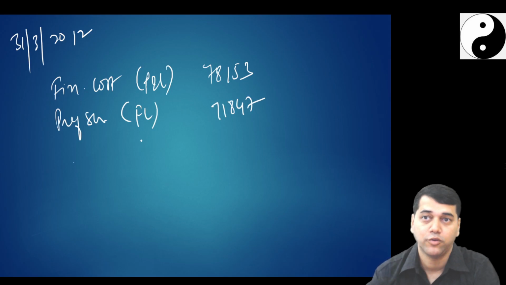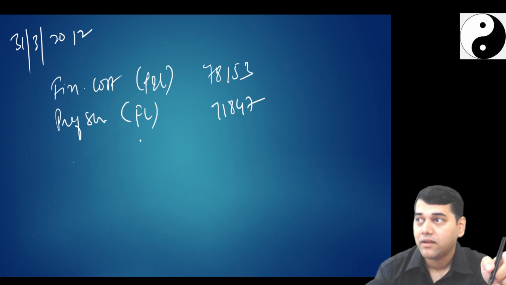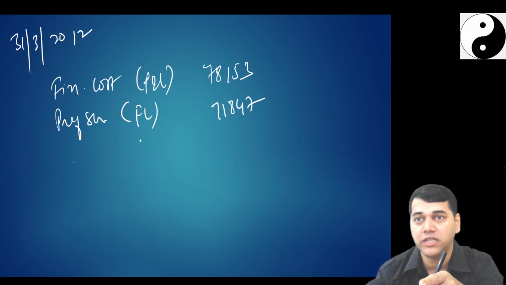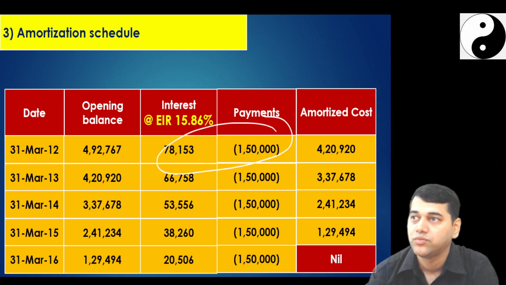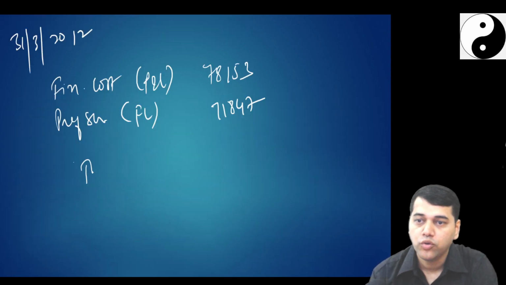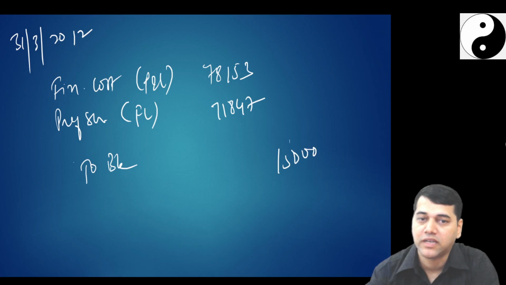847. How did you get this? Can you figure out anywhere? No. The difference between what you pay as interest versus what you actually account for as an expense. The difference between these two. To bank, because you paid actually 1,50,000.